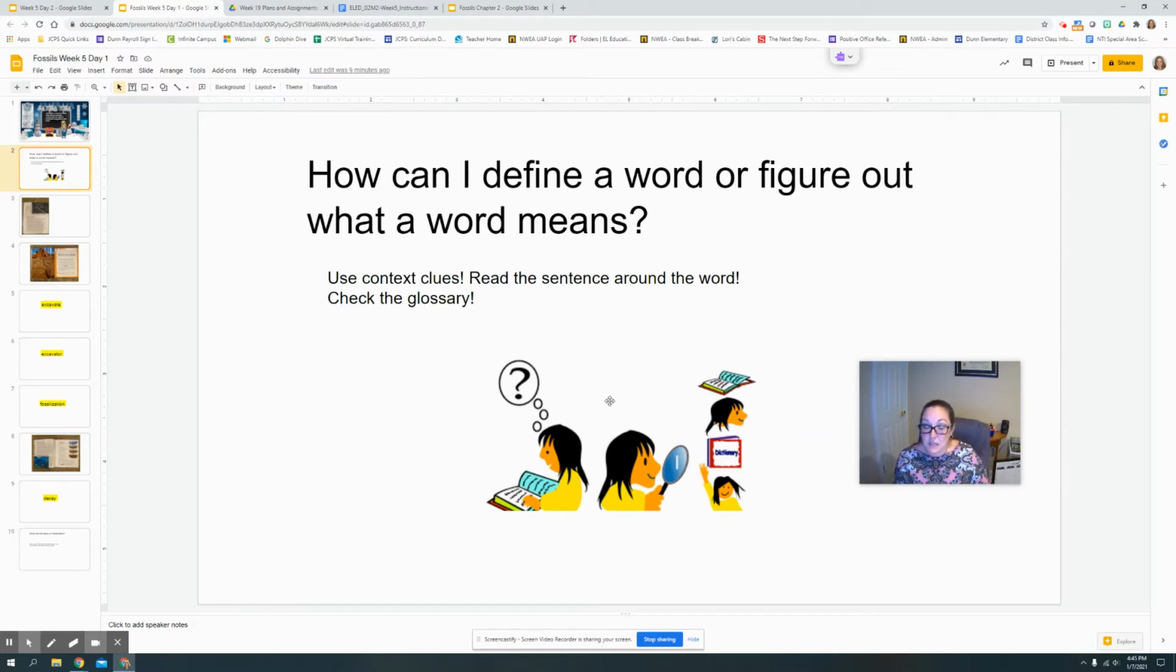Now, sometimes if the word is not real clear, after you think you know what the word means, you can check if your book has a glossary. And if it does have a glossary or a list of important words, you can check in the back of the book for that too and make sure you're right. So let's practice this.